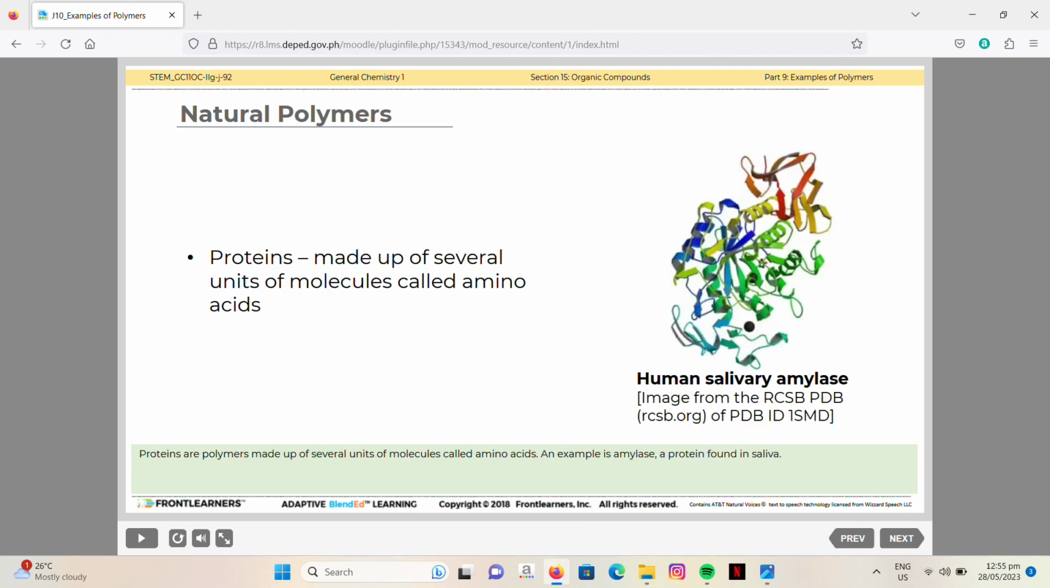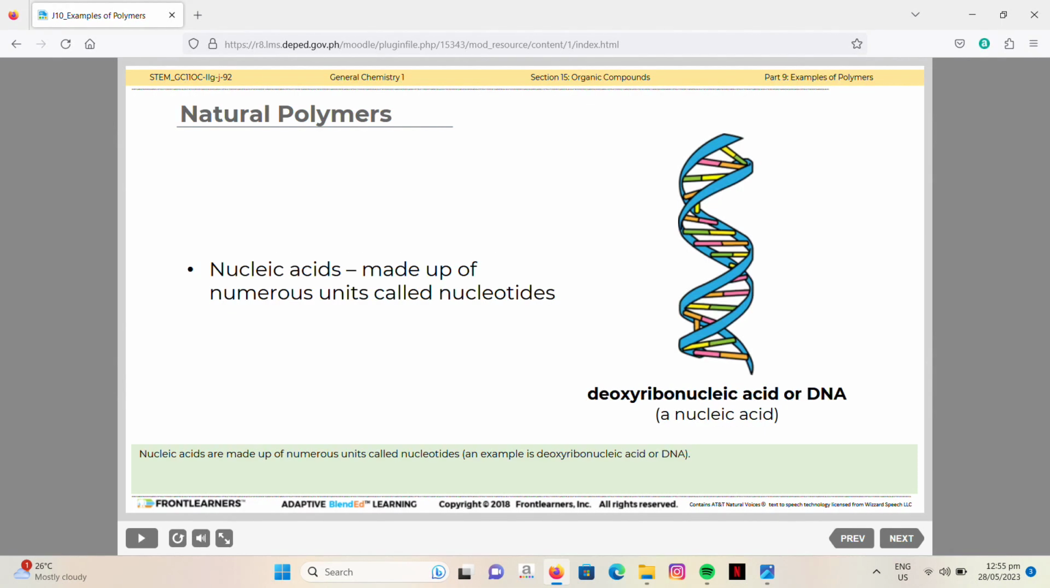Proteins are polymers made up of several units of molecules called amino acids. An example is amylase, a protein found in saliva. Nucleic acids are made up of numerous units called nucleotides. An example is deoxyribonucleic acid or DNA.